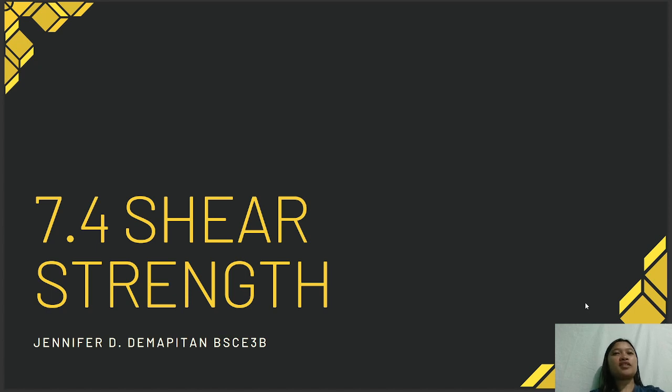Good day, everyone. Today I'll be discussing shear strength, and this is part of Chapter 7, which is the simple connection. We have learned from the previous report that the bearing strength of the fastener is independent of the type of fastener. However, for shear strength, the type of fastener used does matter.